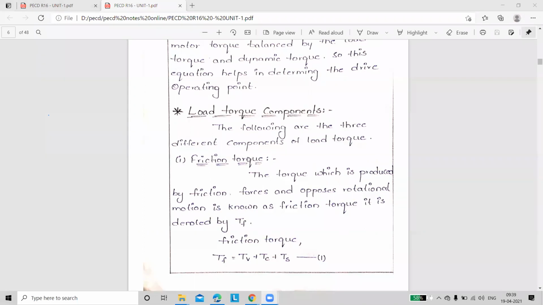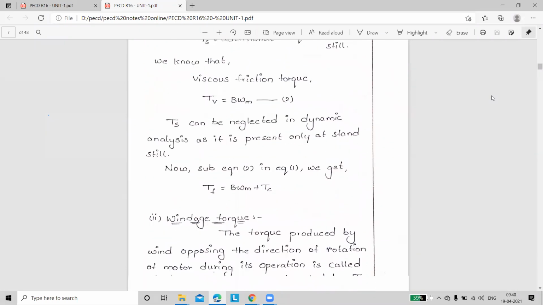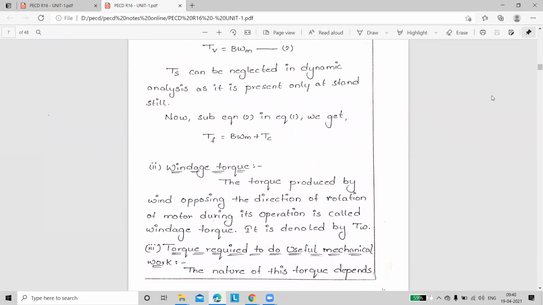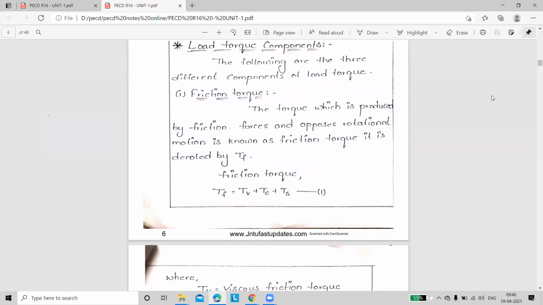So we are going to complete this. That is load torque components. In this load torque, we have three types of torques. One is friction torque, and the second one is windage torque (TW), and the last one is torque required to do some useful mechanical work. So these are the three torques of load torque components.